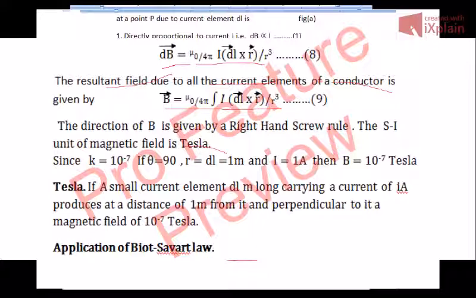Since k is equal to 10 raised to minus 7, if theta is equal to 90 degree, r is equal to dl is equal to 1 meter, and I is equal to 1 ampere, then B is equal to 10 raised to minus 7 Tesla. So from this we can give the definition of Tesla. If a small current element dl meter long carrying a current of 1 ampere produces at a distance of 1 meter from it and perpendicular to it a magnetic field of 10 raised to minus 7 Tesla.